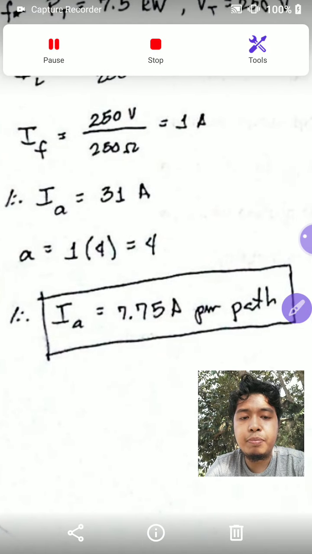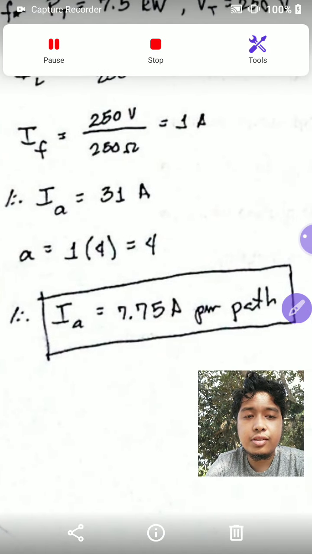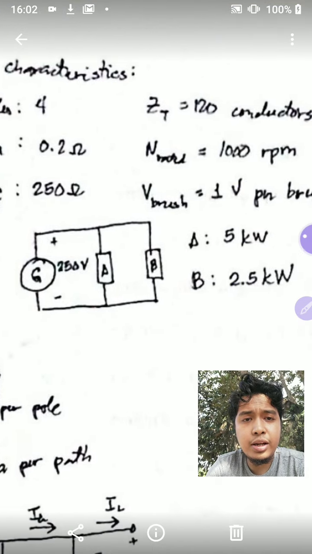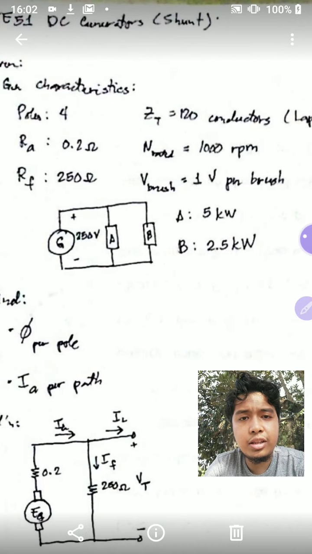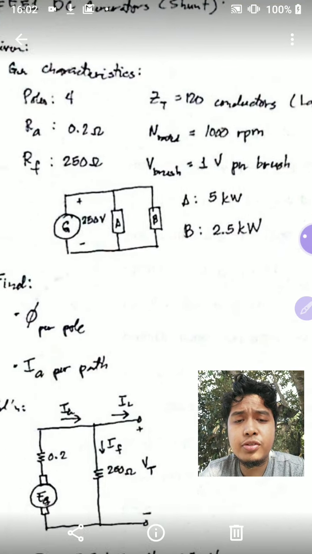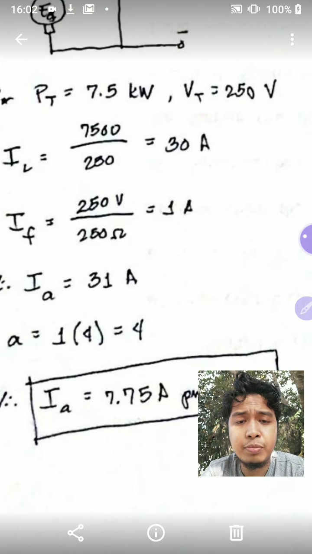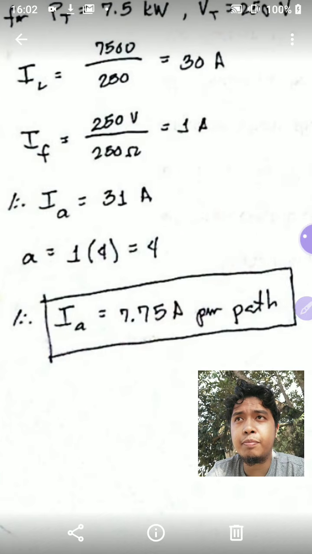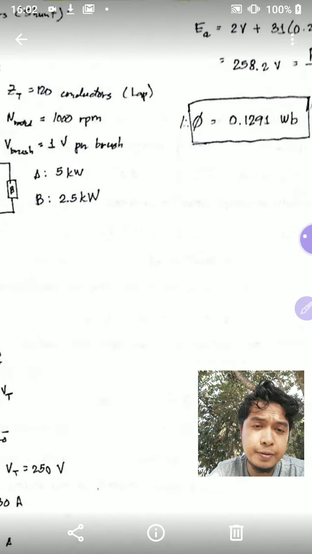I have 4 paths on the armature. It's MP, multiplicity times number of poles. I was not able to write it here, but this is simplex. I have 4 poles times simplex 1, so that's 4 paths. So 31 divided by 4, my current per path is 7.75 amperes.